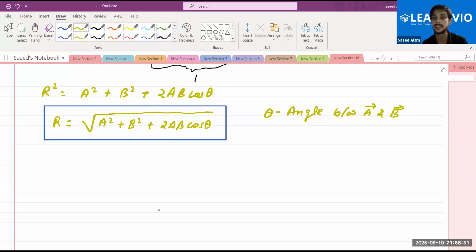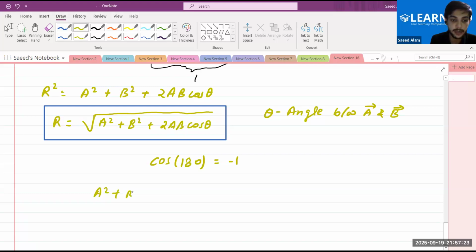Similarly, for the second case, what was the theta between A and B? 180. So cos 180 is actually minus 1. Remember this. As you don't know a lot about trigonometry right now, I'm just telling you to keep this in mind, that cos 180 is minus 1. So what does a square plus b square minus 2ab look like?